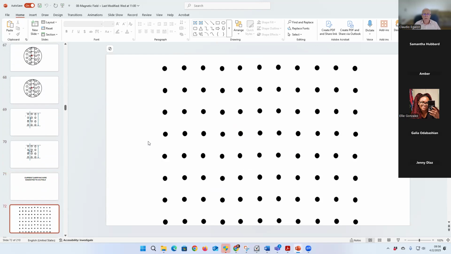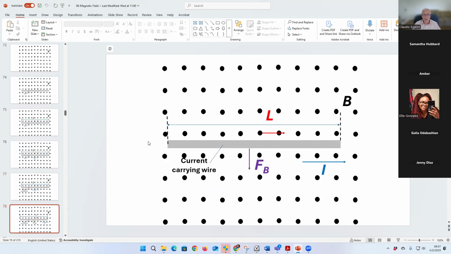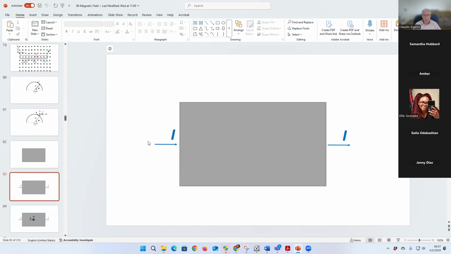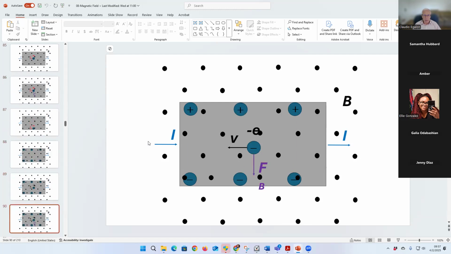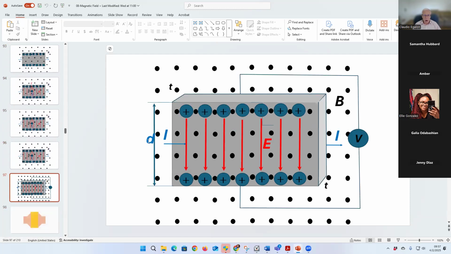Current carrying wire subject to B fields, we covered that as well. There's a magnetic force on a current carrying wire. Why is that? Because a current carrying wire is nothing but charges in motion, right? Once you get charges moving in a wire, it can be affected by a magnetic field as well. Here's another device that we didn't cover, the Hall effect.